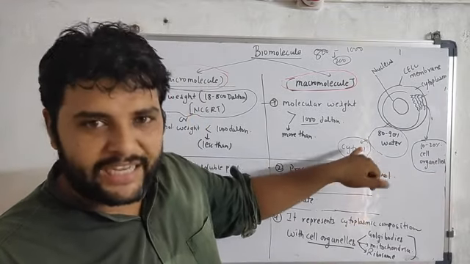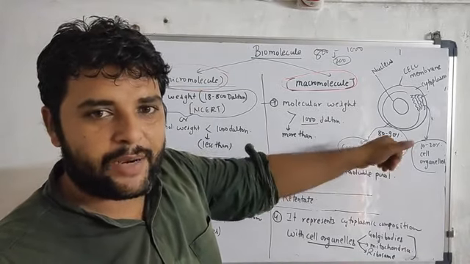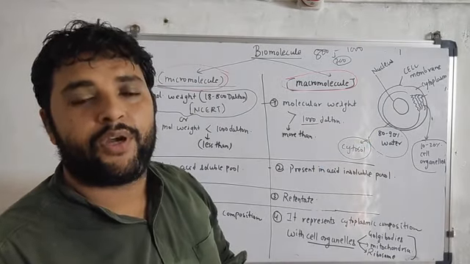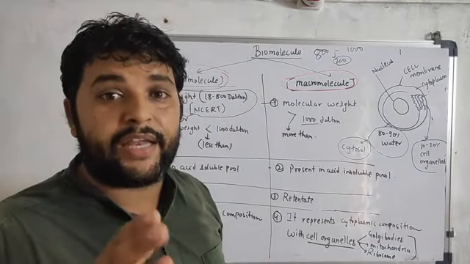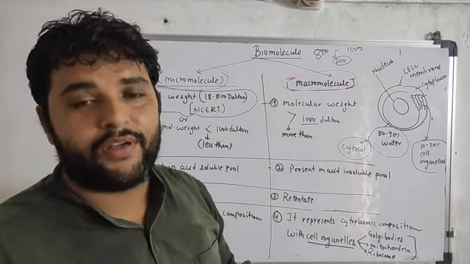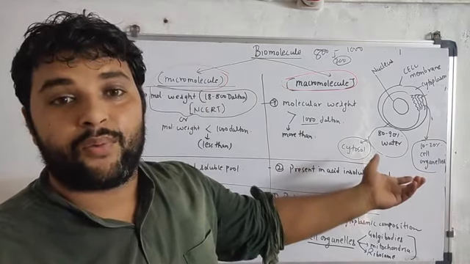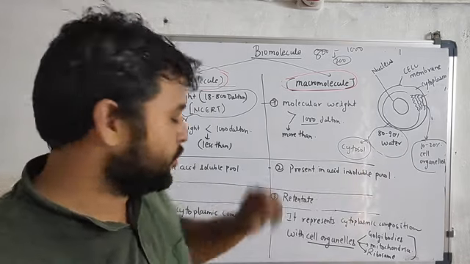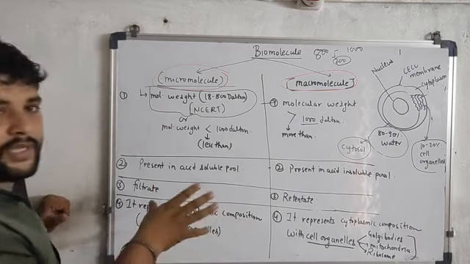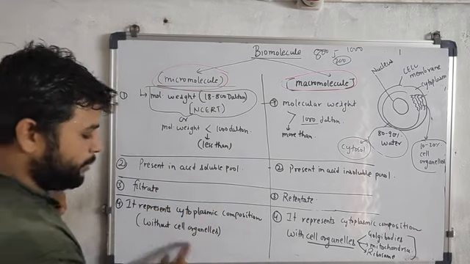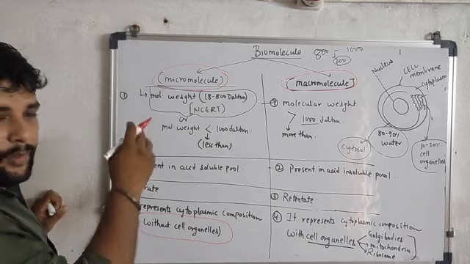So this cytosol, or simply cytoplasm without cell organelles, is present in which section? Micromolecule. Those elements which cannot easily pass out through the pores of this cheesecloth are those containing cell organelles. So this micromolecule region represents the cytoplasmic composition, but the point you have to note is that it is without cell organelles. So what is present in the micromolecule region?